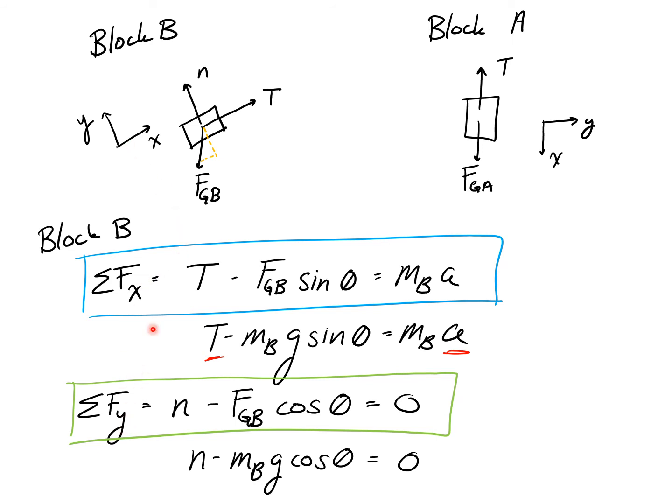I have written out the first law for the y direction for both blocks, and the second law for the x direction for both blocks. So I have gone through and written this out. I now have two equations with two unknowns. So let's look at them again. All right, so from block A, I have the equation: negative tension minus mAg is equal, it should be plus mAg equals mA times the acceleration.